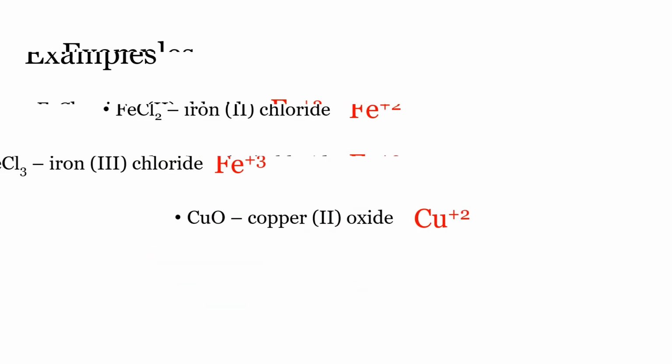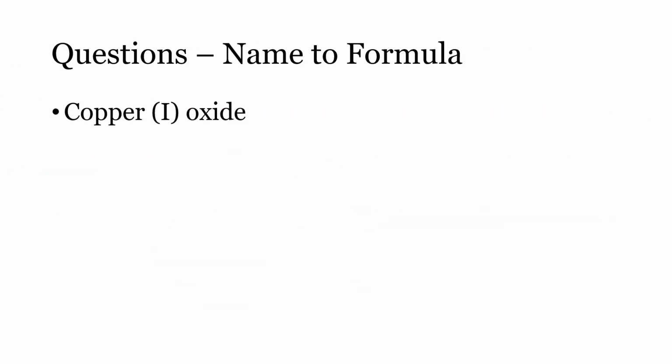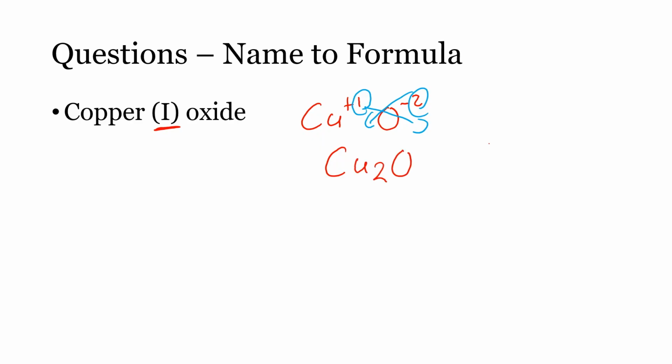Let's go ahead and take a look at a few examples. Our first one is going to be copper(I) oxide. Whenever we take a look at this, we have our copper, being our Cu. It has a +1 charge because of this Roman numeral, and then the oxide, being the oxygen, will have a -2 charge. We're going to cross these down, and we end up with Cu2O. And this is going to be the formula for copper(I) oxide.